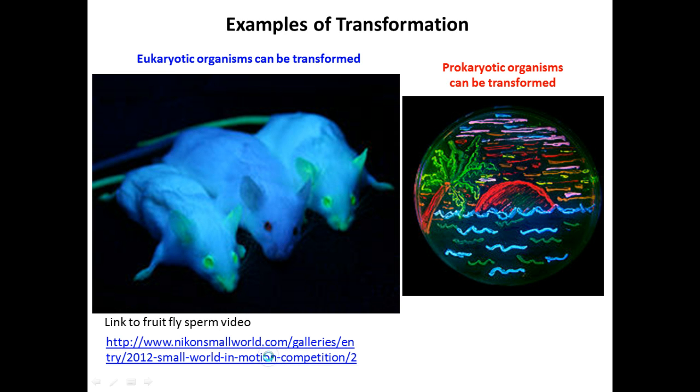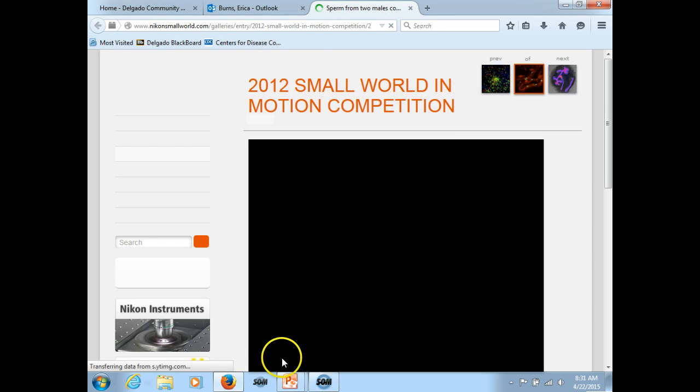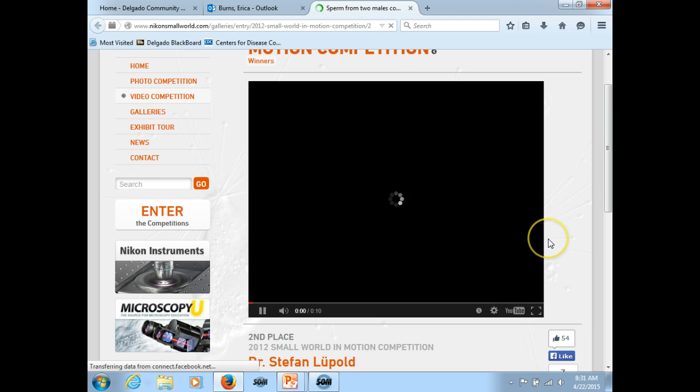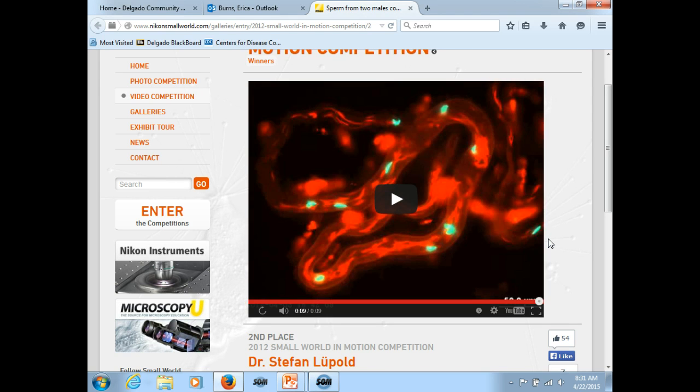This link, which hopefully will work for me this morning, hoping we can see it with the lights on. Yeah, okay. So you see those little green things moving, and then you can see also the red ones. They used two different fluorescent proteins for this experiment. One male fruit fly, they made his sperm green, and the other male fruit fly, they made his sperm red. Then they mated them with the female, and this is actually in the female's reproductive tract, the sperm moving, okay? So I'll play it again for you guys.